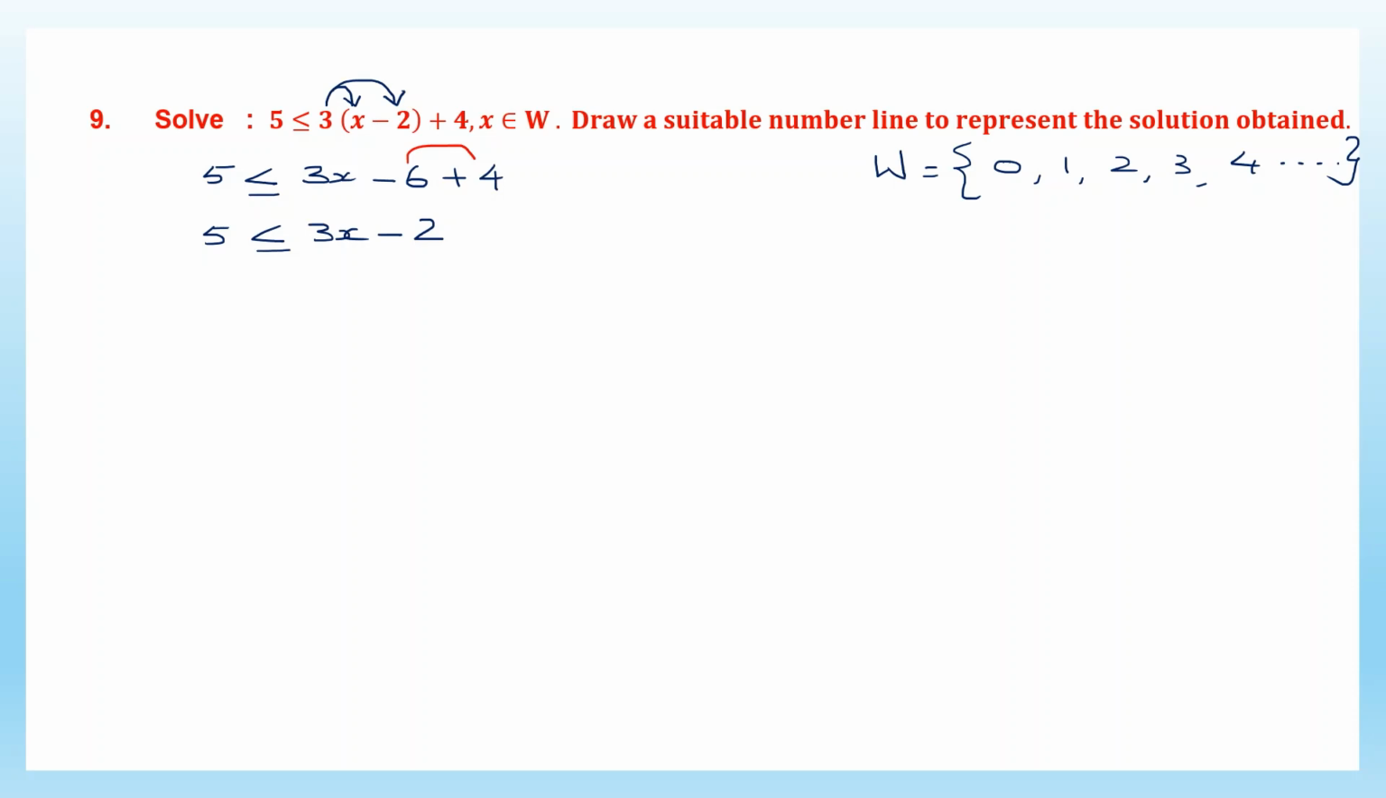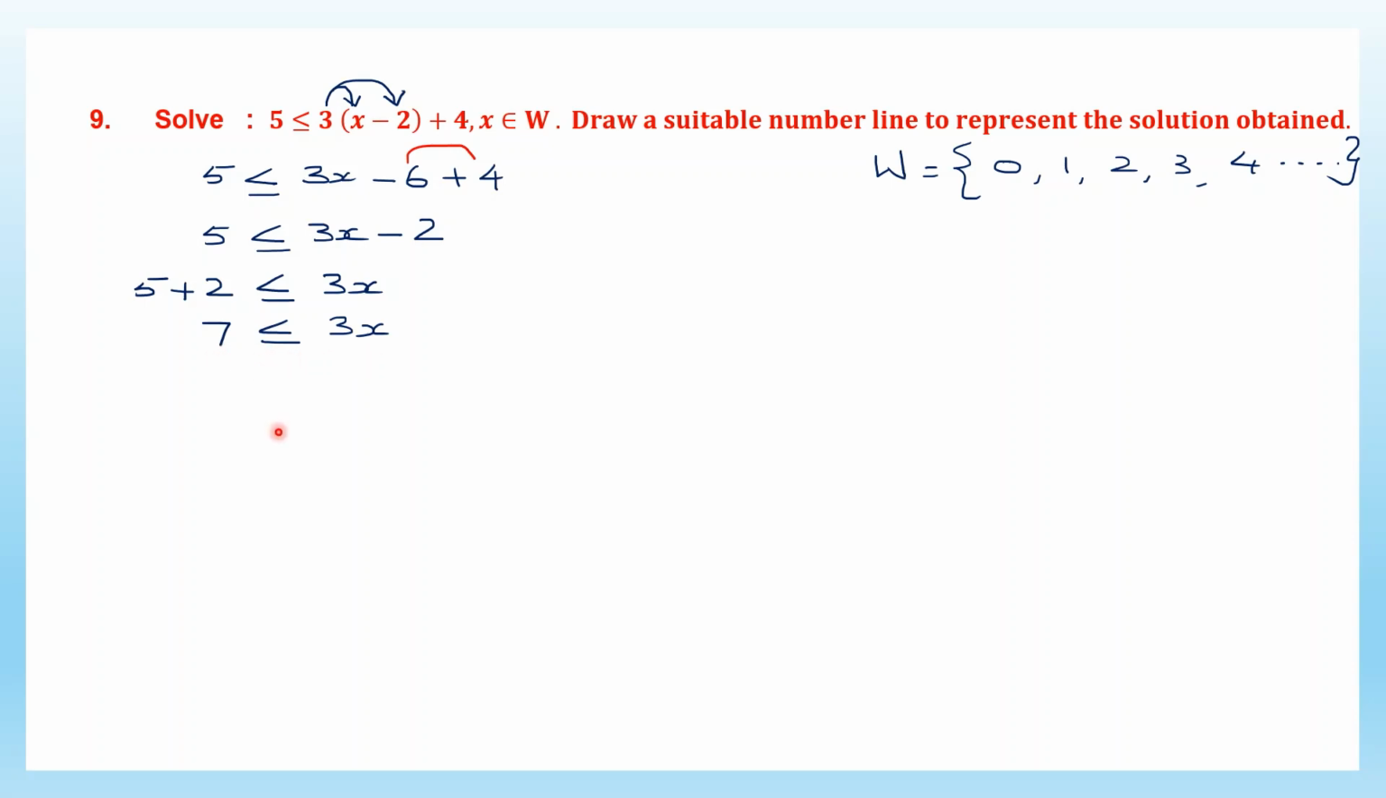Now let's get all the whole numbers to the left hand side. We already have 5 here, and let's transpose minus 2, it becomes plus 2. And this is less than or equal to 3x. So this is 7. 7 is less than or equal to 3x. We can also say, if you read from this side, 3x is greater than or equal to 7.